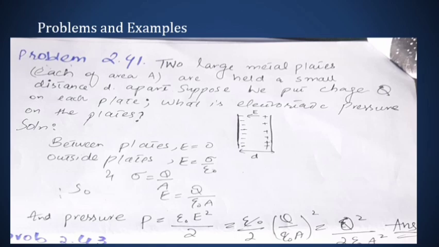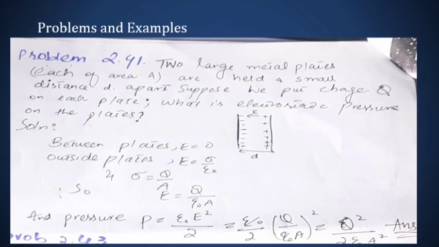Now there are some problems and examples related to our lecture. Problem number 2.41, which is mentioned here: two large metal plates, each of area A, are held a small distance d apart. Suppose we put charge Q on each plate. What is the electrostatic pressure on the plates? We have to find the electrostatic pressure on the plates.